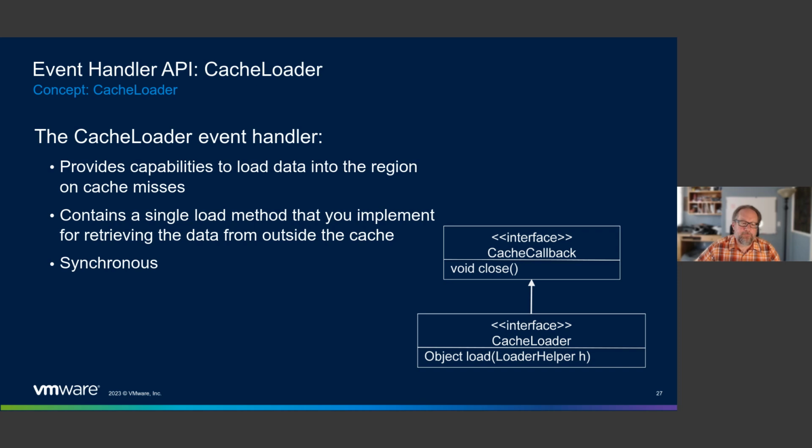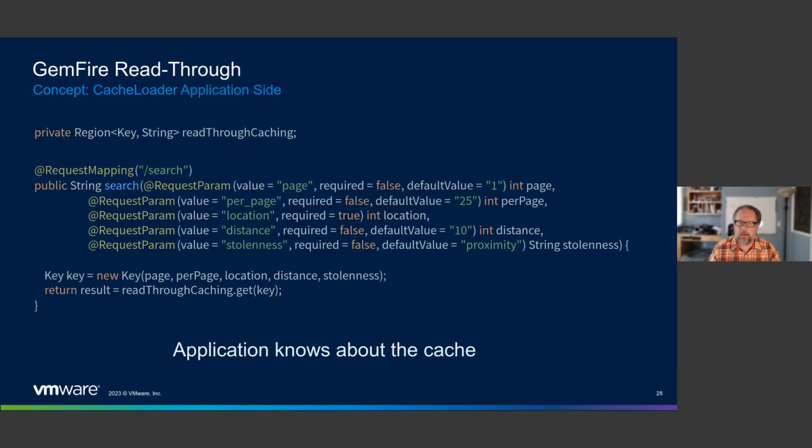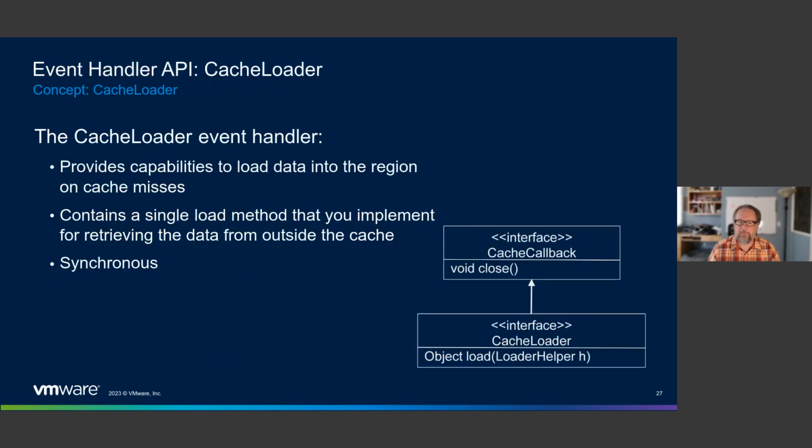So what does the interface look like? It has one method called load, and it uses this loader helper. The loader helper has a method in there where it can just go get the key. And that's the important part, because you're going to use that key as your contract to call whatever code you needed to call that backend service. And again, this is all synchronous.